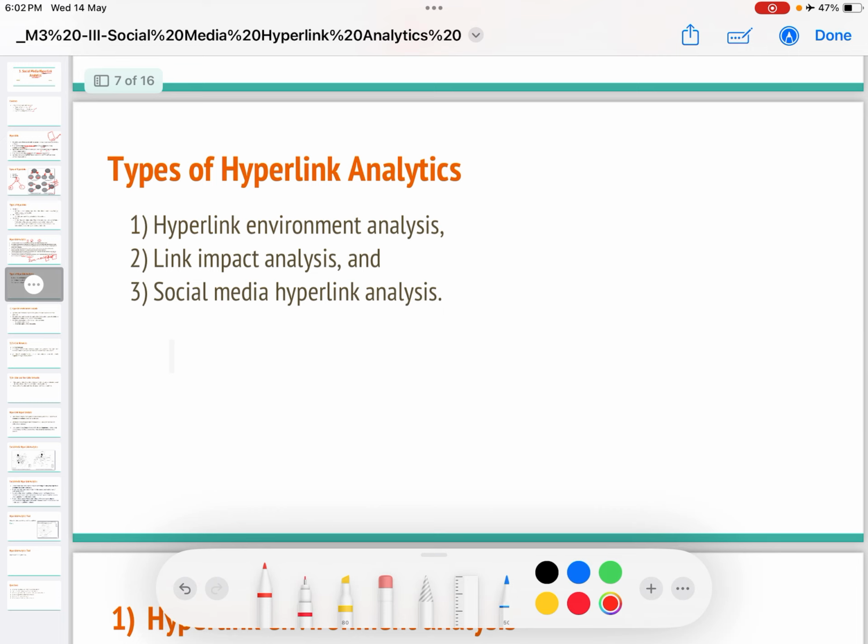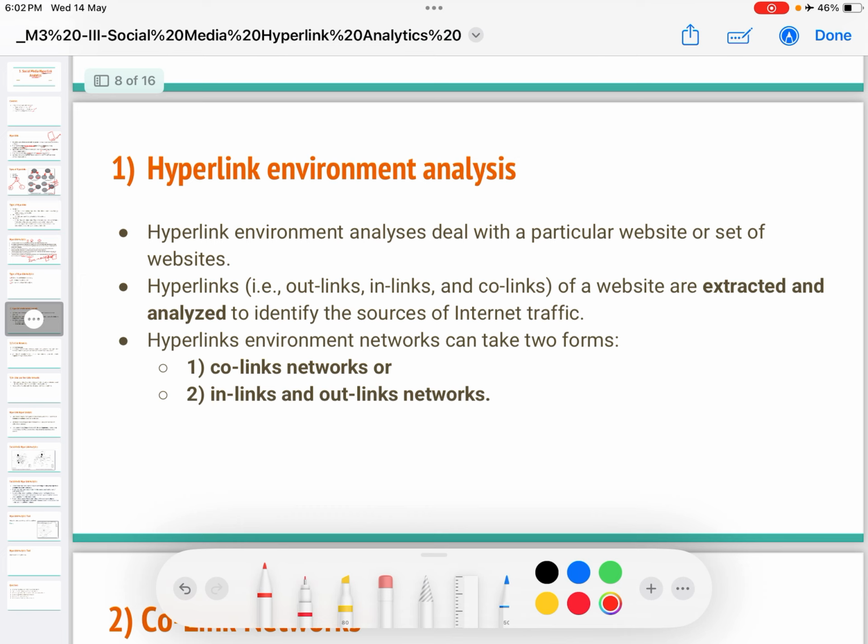Next is types of hyperlink analytics. There are three types: hyperlink environment analysis, link impact analysis and social media hyperlink analysis. First one is hyperlink environment analysis. Hyperlink environment analysis deals with a particular website or a set of websites.